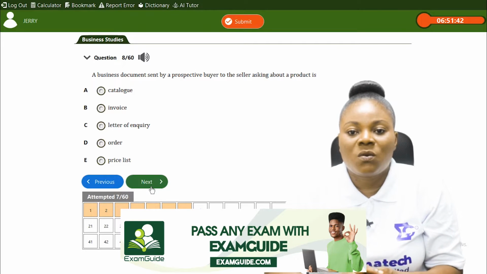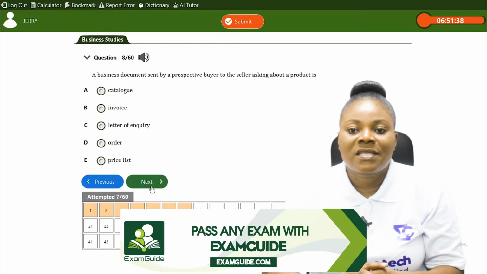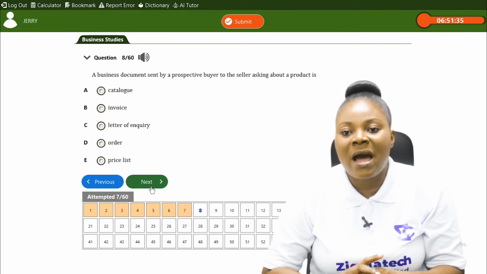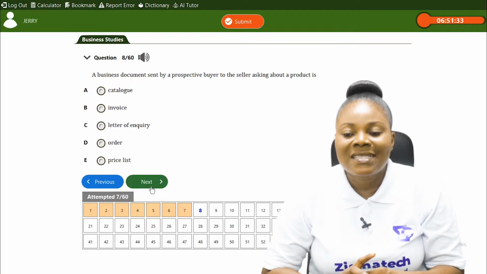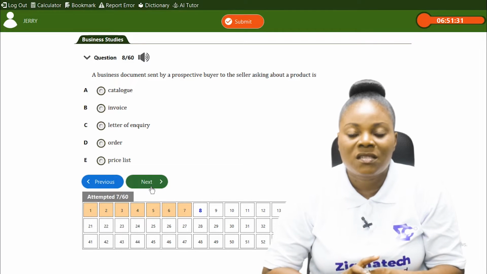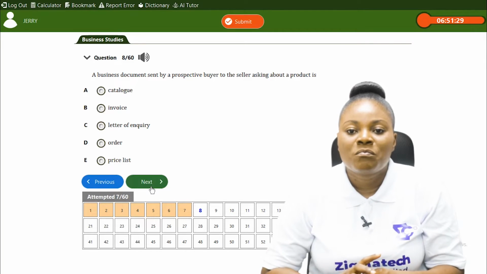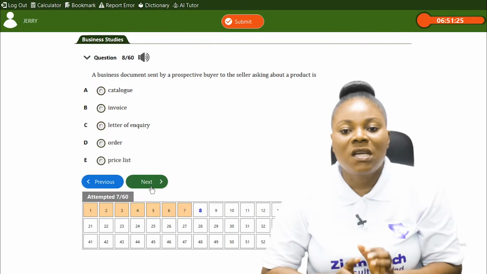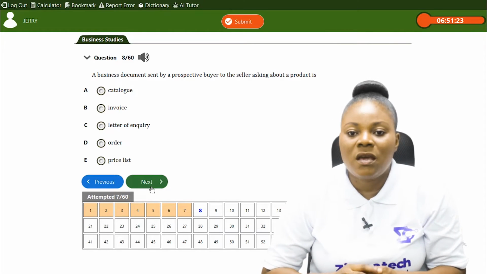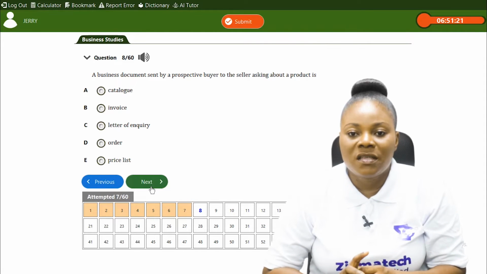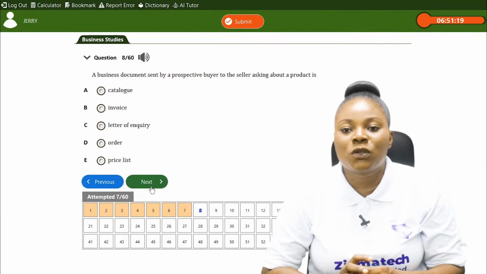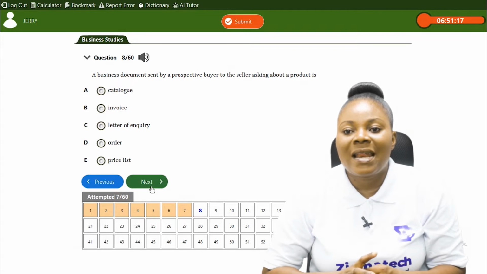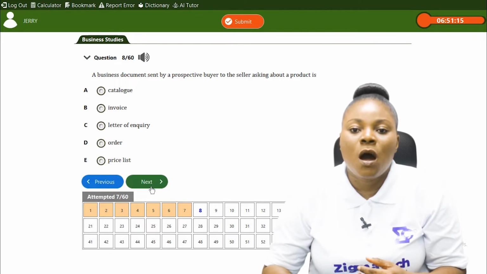Next question, question 8, says a business document sent by a prospective buyer to the seller asking about a product is A, catalog, B, invoice, C, letter of inquiry, D, order form or order, E, the price list. So which document is sent by a prospective buyer to the seller asking about a product?